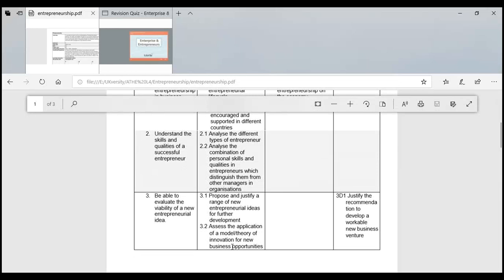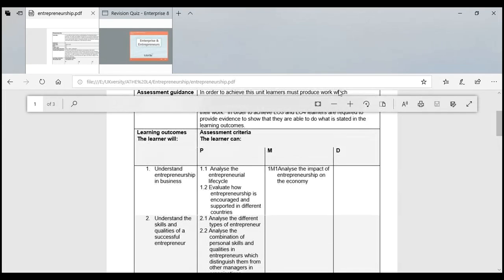So LO3, learning outcome 3, is to be able to evaluate the viability of new entrepreneurial ideas, how we can develop new ideas in such a competitive and innovative world. So we need to look around those areas as well.